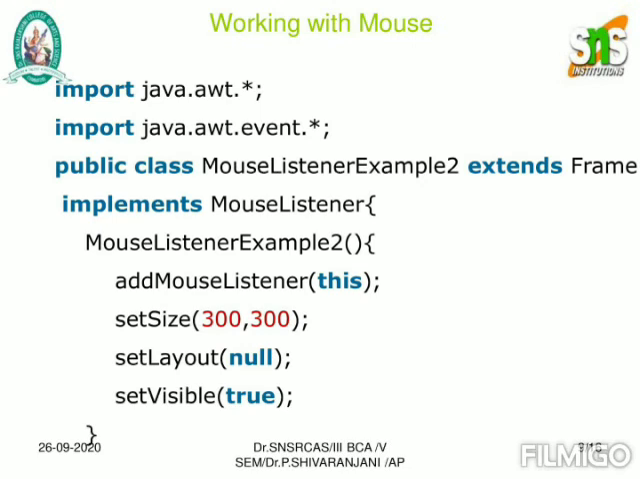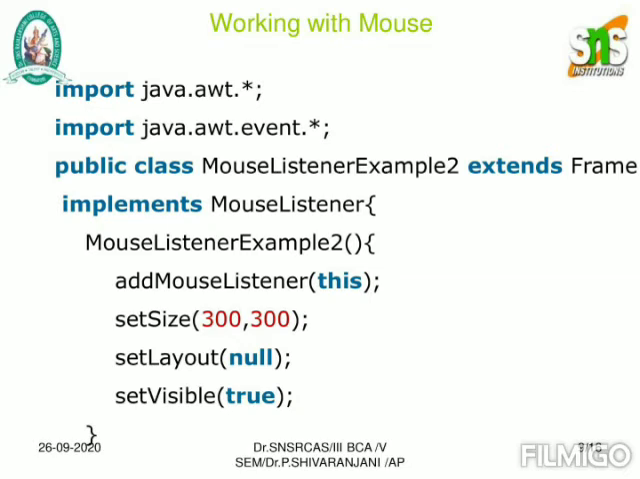So this example will explain how to work with your mouse. Here I have used two packages. The first is the Java AWT package, and inside it I have used an event in order to record the event of the mouse. I have created a class called MouseListenerExample, extending the frame and implementing mouse listeners.